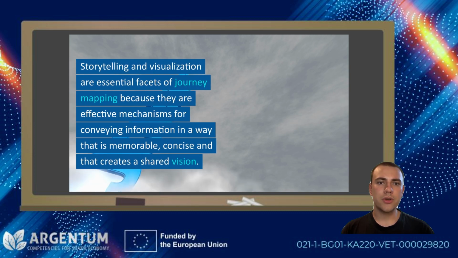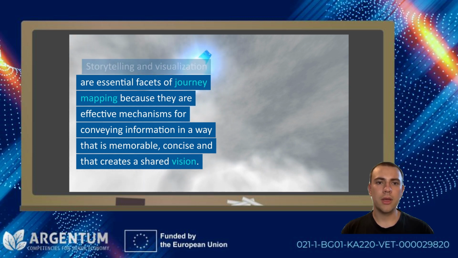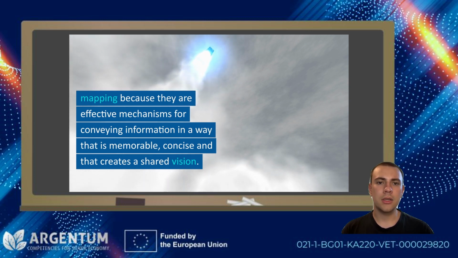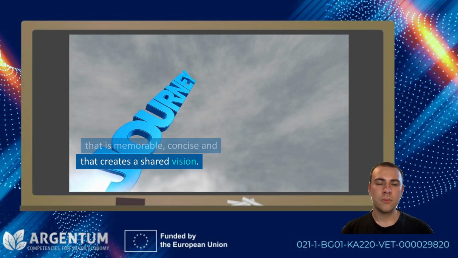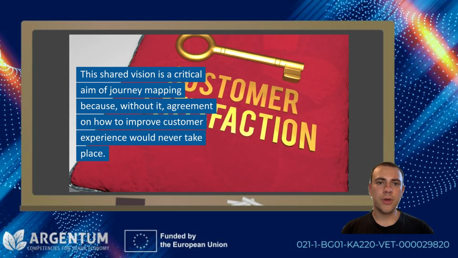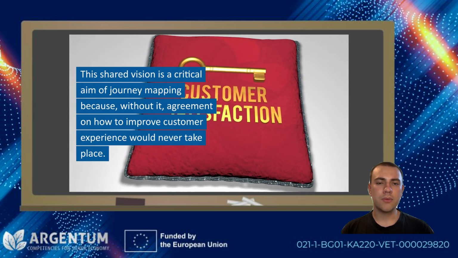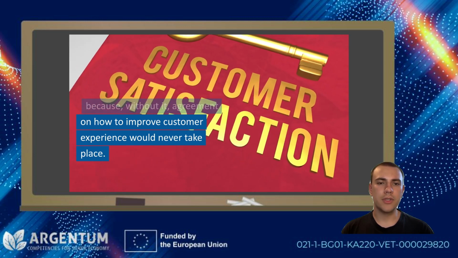Storytelling and visualization are essential facets of journey mapping because they are effective mechanisms for conveying information in a way that is memorable, concise, and that creates a shared vision. This shared vision is a critical aim of journey mapping because, without it, agreement on how to improve customer experience would never take place.